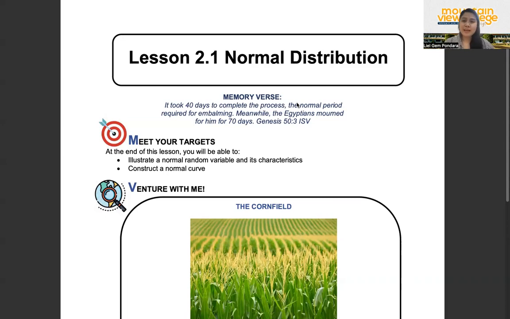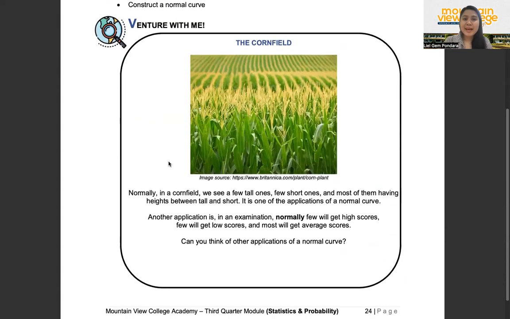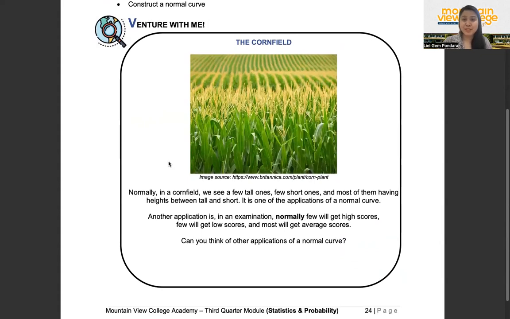And in real life, we have some normalities, like the normal height, the normal mass, the standard, we say normal or standard pricing. And this morning, we'll learn more all about these normalities. At the end of our class, we'll be able to illustrate a random variable and its characteristics and construct a normal curve. And here's our venture with me activity for today.